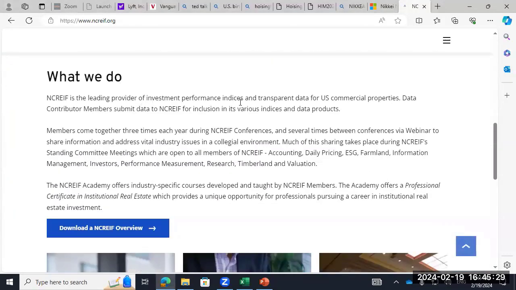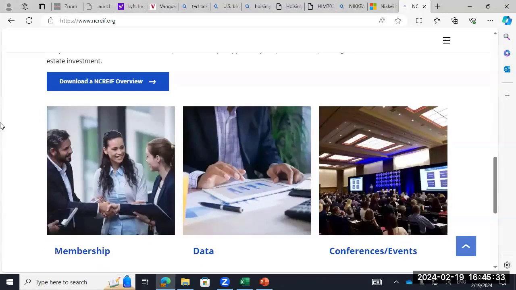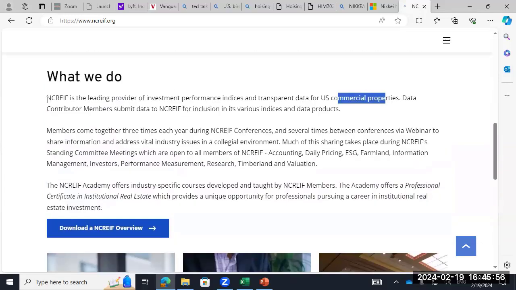The leading provider of investment performance indices for U.S. commercial properties. They used to provide their data for free, so you could actually get quarterly returns by property type. Now you've got to pay money for that. When I was at USAA, we had that for free. It was quarterly, not monthly, definitely not daily. And it was always most volatile in December because that's when everybody did their appraisals. So it changed a lot in December. But I don't think you can do that anymore.